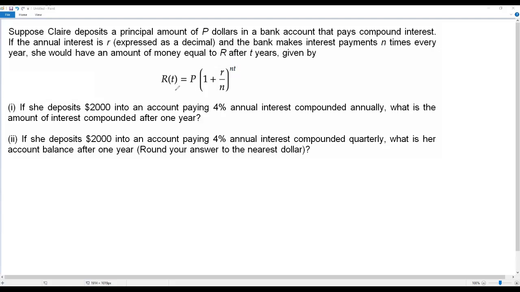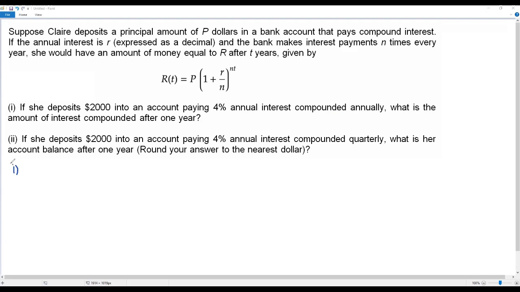Okay, here using this information we have to answer two questions. The first question is, if she deposits $2,000 into an account paying 4% in annual interest compounded annually, what is the amount of interest earned after 1 year? So she's going to deposit $2,000 in that account. It pays 4% annual interest compounded annually. Compounded annually means the bank makes interest payments one time in a year. So the value of N in this case is just 1. So we have to find the interest earned in 1 year.